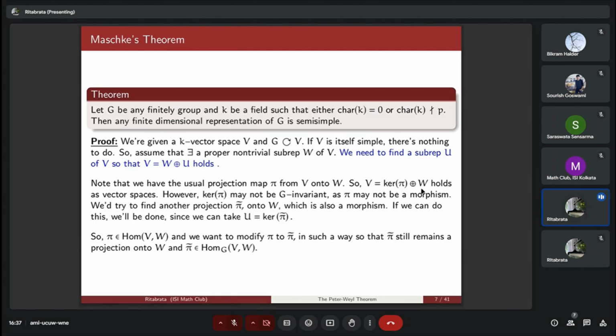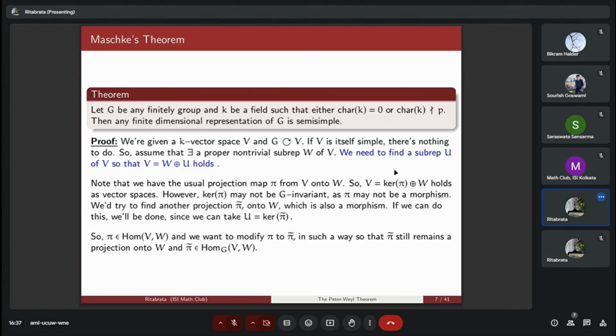Now W is a sub-representation, according to our assumption. But the kernel of pi might not be a sub-representation. It might not be invariant under the action of the group. We have seen that a kernel and image can be sub-representations, but the sufficient condition is that our map should also be a morphism, that is, a G-linear map. But this projection map might not be G-linear. This kernel might not be invariant under the group action.